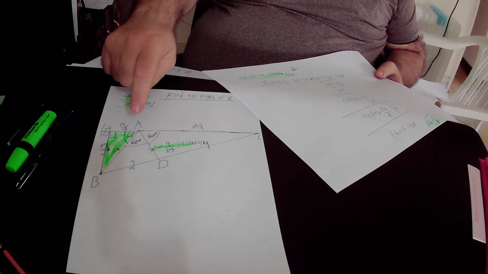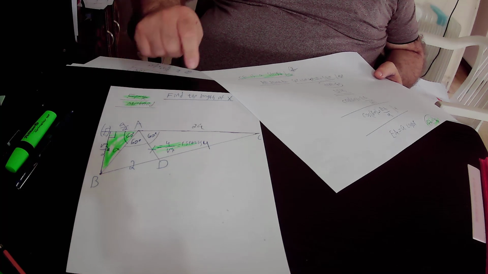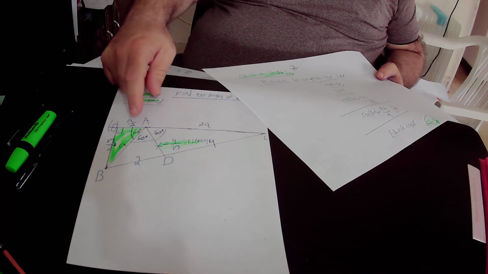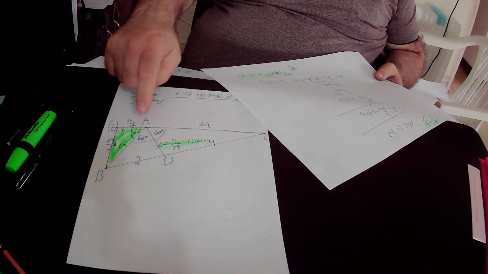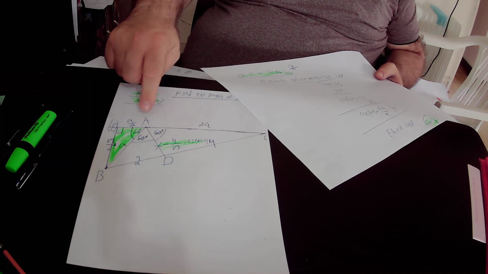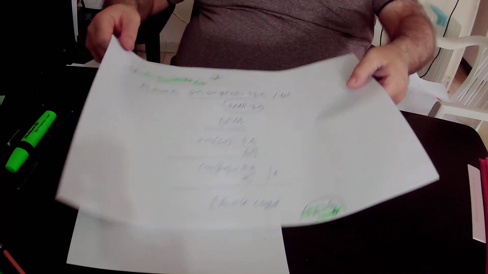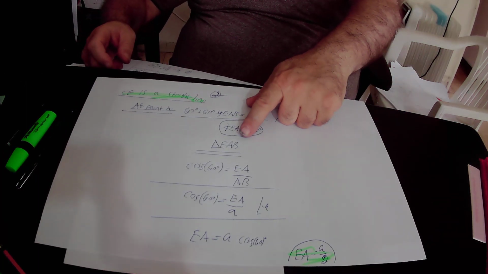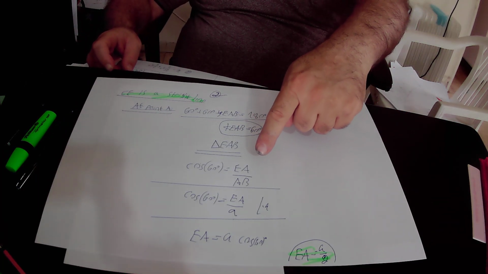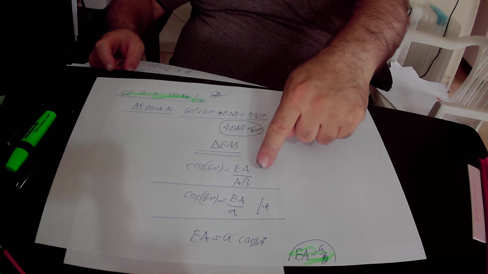Then we focus on the right green triangle, triangle EAB. In the right triangle EAB, we know that cosine 60 degrees equals AE over the hypotenuse, that is AB. Right triangle EAB, cosine 60 degrees equals EA over the hypotenuse AB.